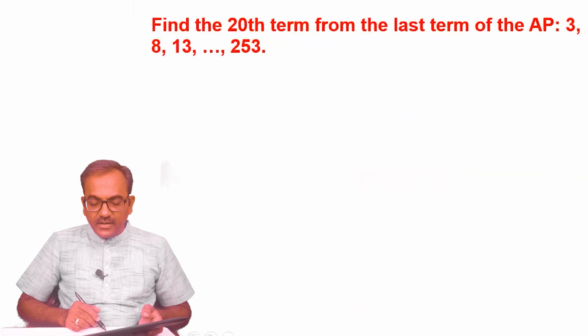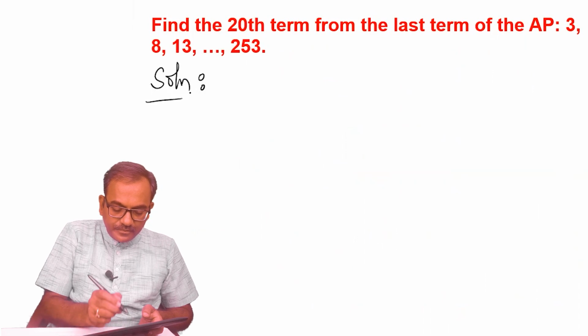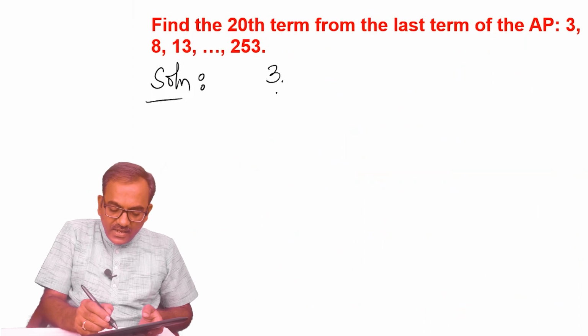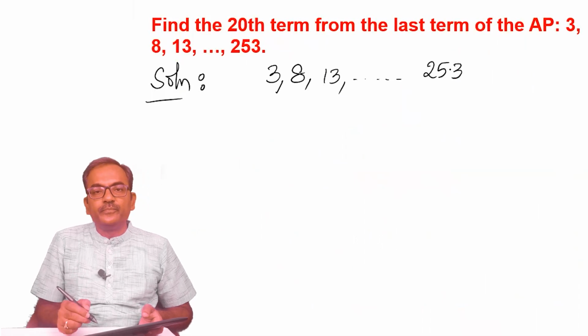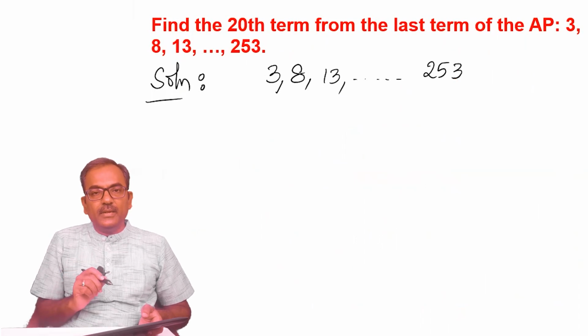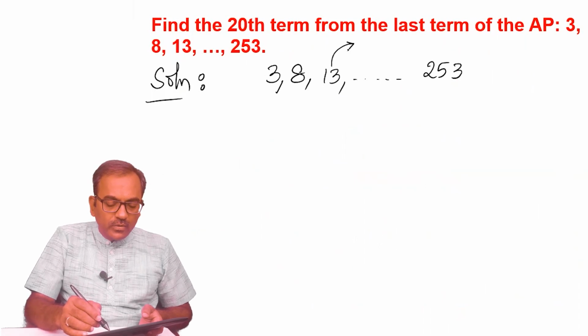Find the 20th term from the last term of the AP 3, 8, 13 up to 253. So what is this question? The question is something like this. There is an AP 3, 8, 13, and so on up to 253. We need to determine the third term of this AP. The third term is already given, you know.